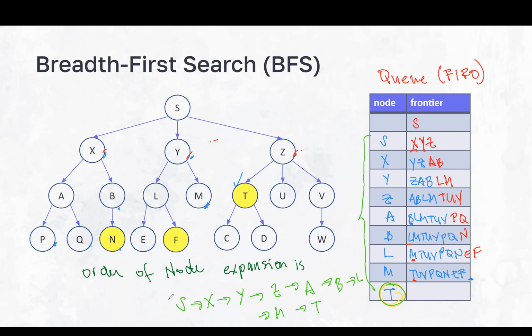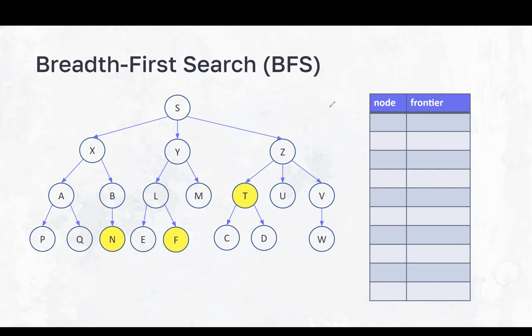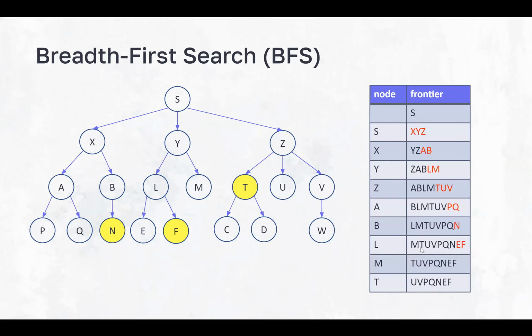So basically, this is our answer. To make it clear, let's have the next slide, which is this one. This slide shows what we did earlier. And again, our node expansion is S, X, Y, Z, A, B, L, M, T. You can write it with arrows or without.